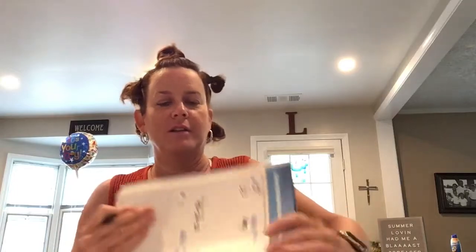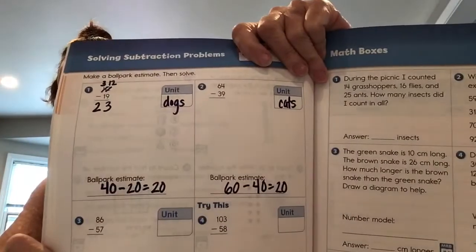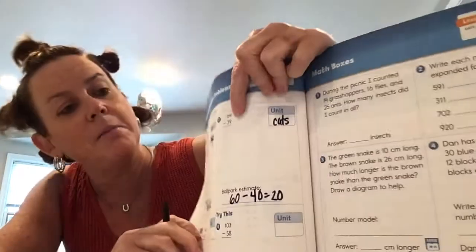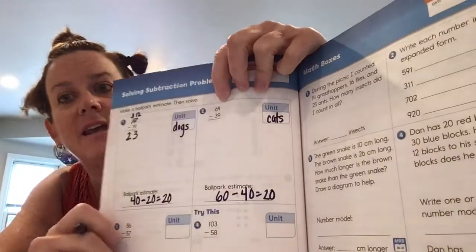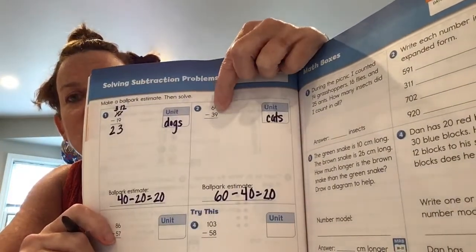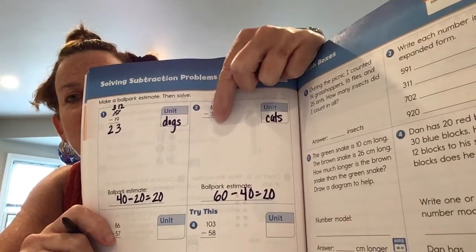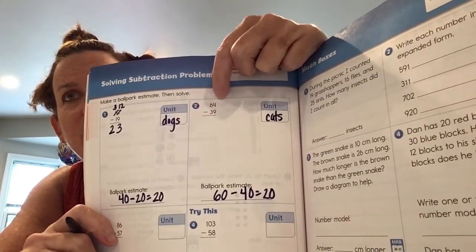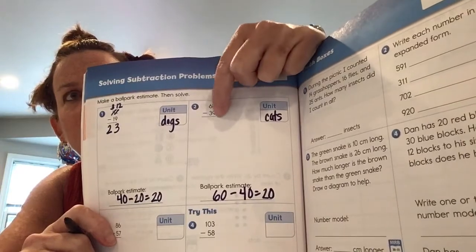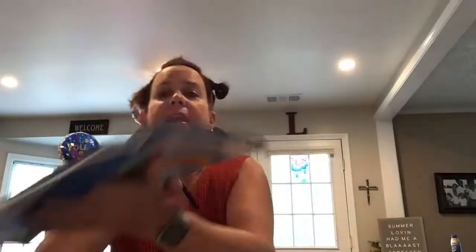I'm going to choose cats for my unit this time since I did dogs last time, and then I'm going to work the problem. The problem is 64 minus 39. Again, you start in the ones. I start 4 minus 9. I go top down. I don't say 9 minus 4. I read it the way it is. 4 minus 9. I cannot have 4 of something and take 9 away. So I need to get more ones from the tens.